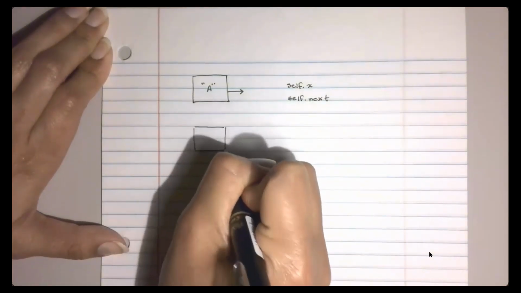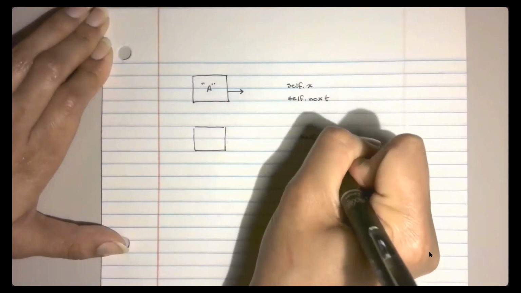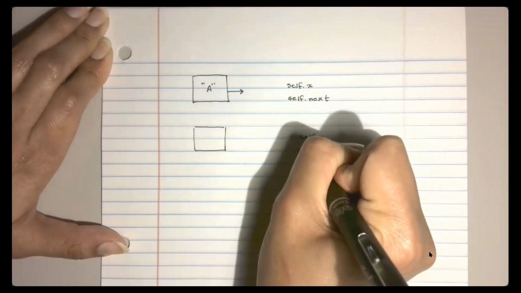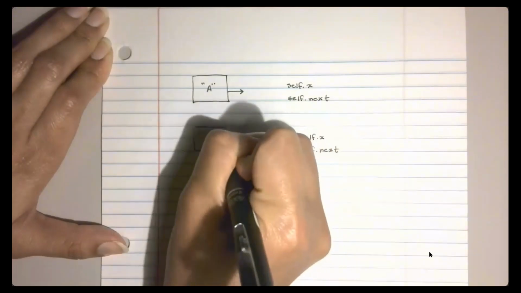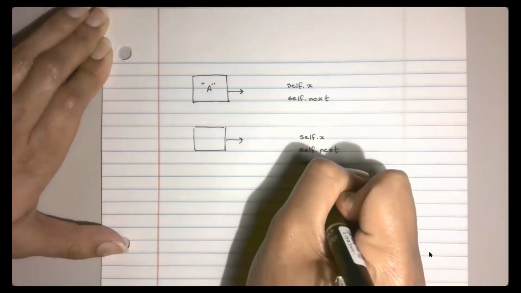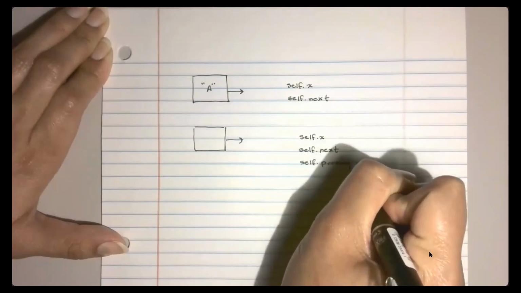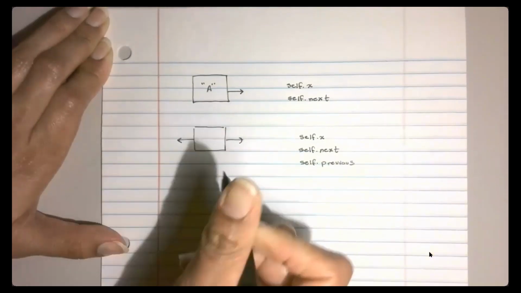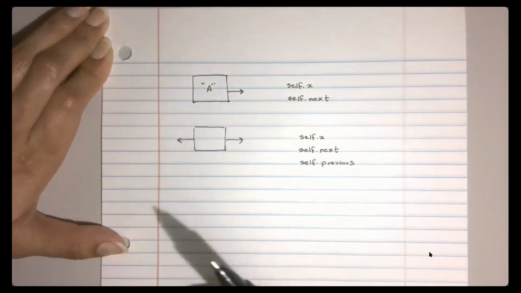Well, with the doubly linked list that we're going to be taking a look at now, the node is still going to have those two attributes, self.x to store the element and self.next to store the reference to the next node. But now in addition to that, we're going to have a reference to the previous node as well. So we're going to illustrate that with an arrow pointing to the left.